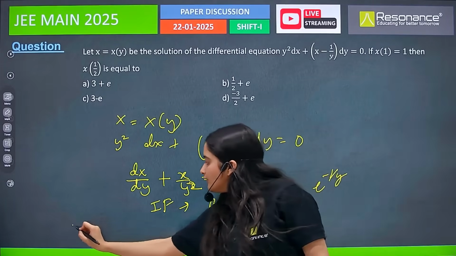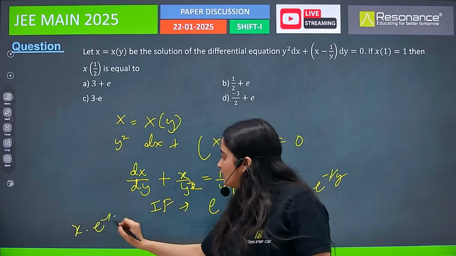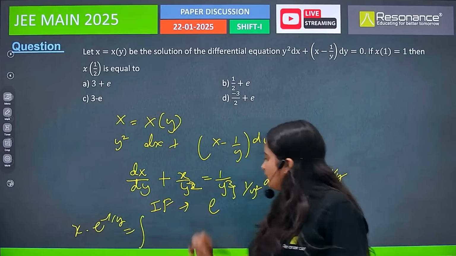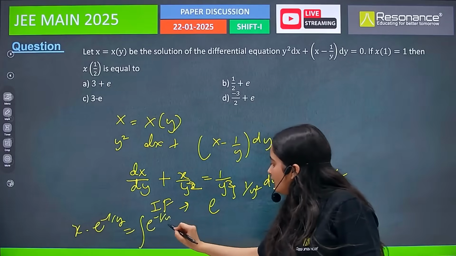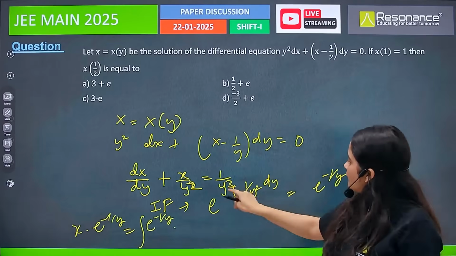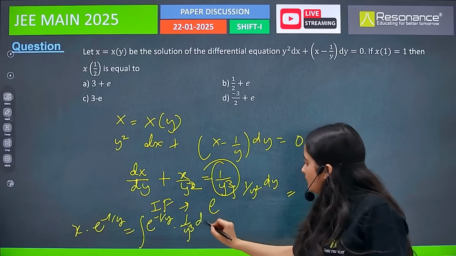Now the solution is x into integrating factor. x into e power minus 1 by y is equal to integration of integrating factor e power minus 1 by y into the term on the right hand side. What do we have on the right hand side? 1 by y cube dy.